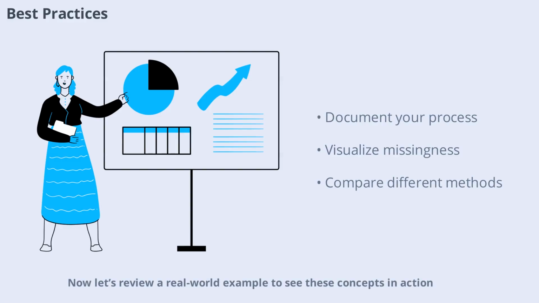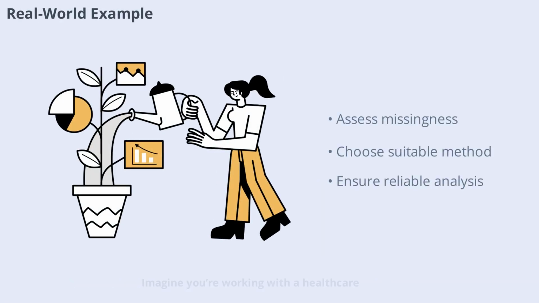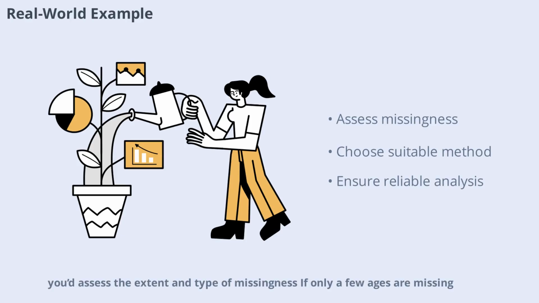Now, let's review a real-world example to see these concepts in action. Imagine you're working with a healthcare dataset where some patient ages are missing. First, you assess the extent and type of missingness. If only a few ages are missing, mean or median imputation might be suitable. If many are missing, you might use regression or KNN imputation or even algorithms that handle missing data directly. This practical approach ensures your analysis remains accurate and reliable.